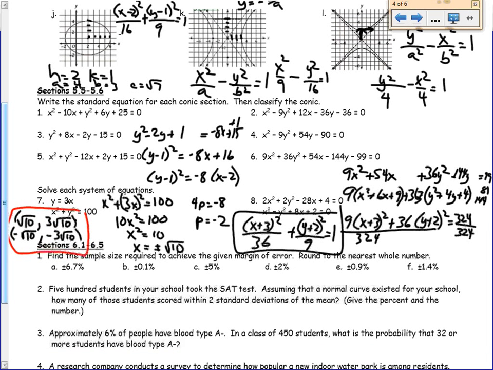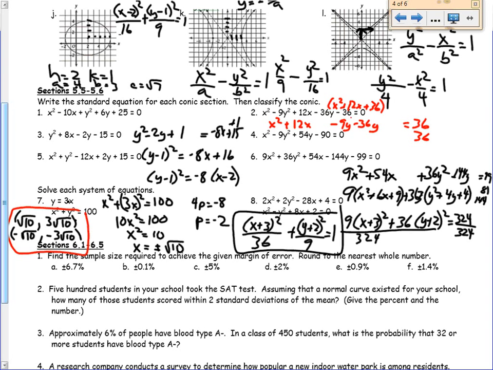Completing the square. Group your x's: x squared plus 12x. Group your y's: negative 9y minus 36. What do I do with that 36 by itself right there? Move it to the other side. Group your x's, group your y's, move the number to the other side. You have x squared plus 12x, plus 36. Add it to the other side.